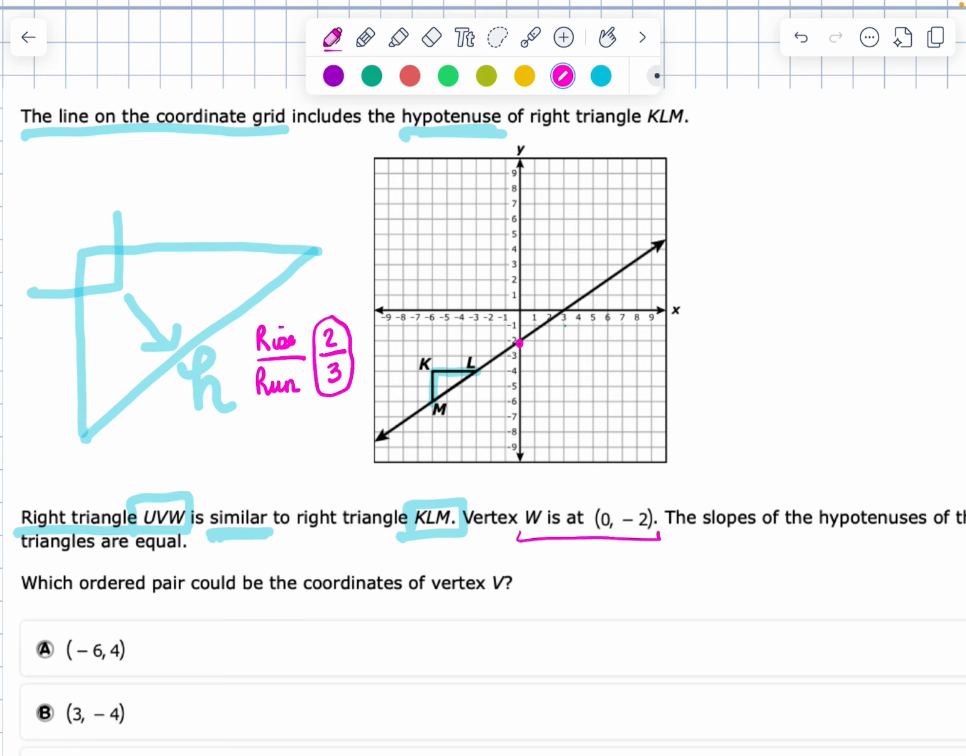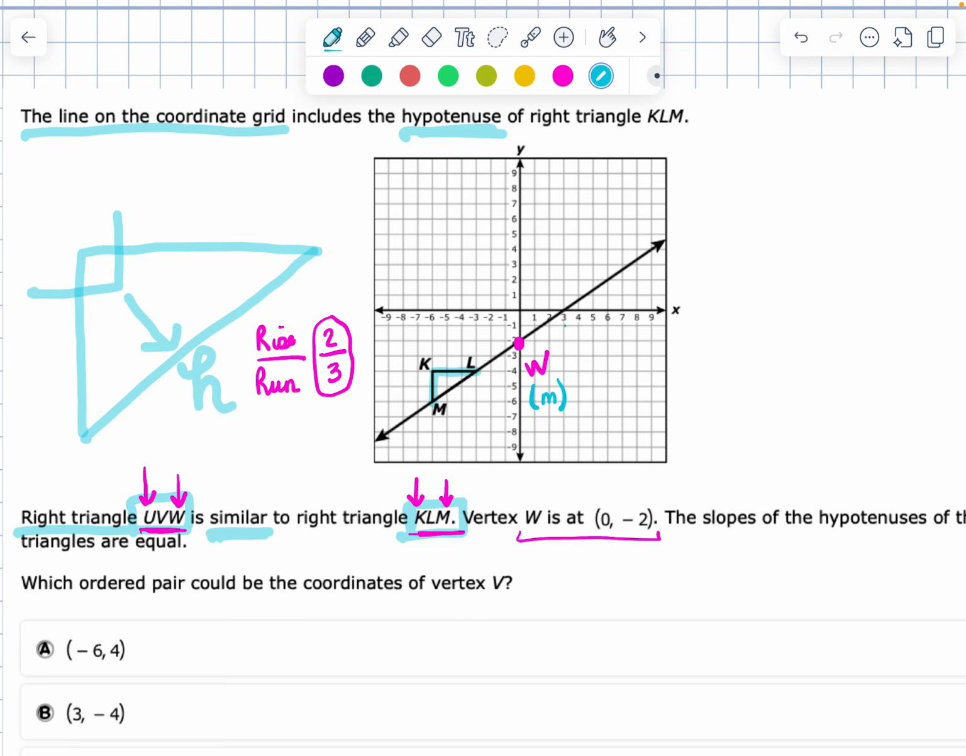So let's go ahead and plot that, and I'll label it W. Now, one thing I also like to do, when they're telling you that there are two triangles that are similar, is remember that means these letters are related to each other. So the letter related to W is M. I'm going to put M in parentheses here, just so I know. It helps me keep it straight.